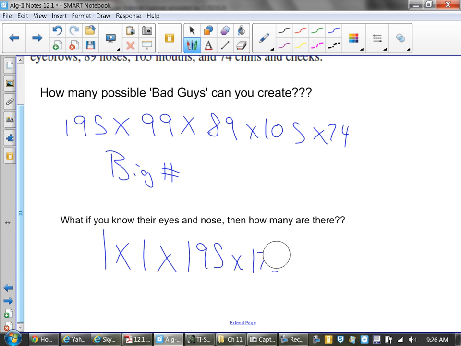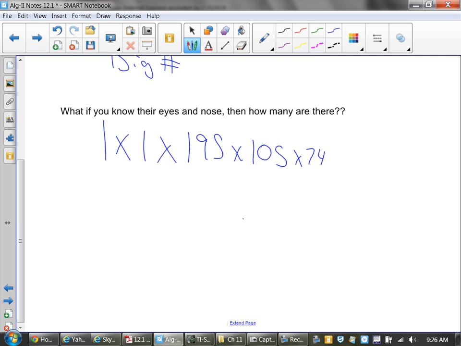So this is still big, but less big. We'll call it the less big number. You can call the first one supersized, and then the next one large.